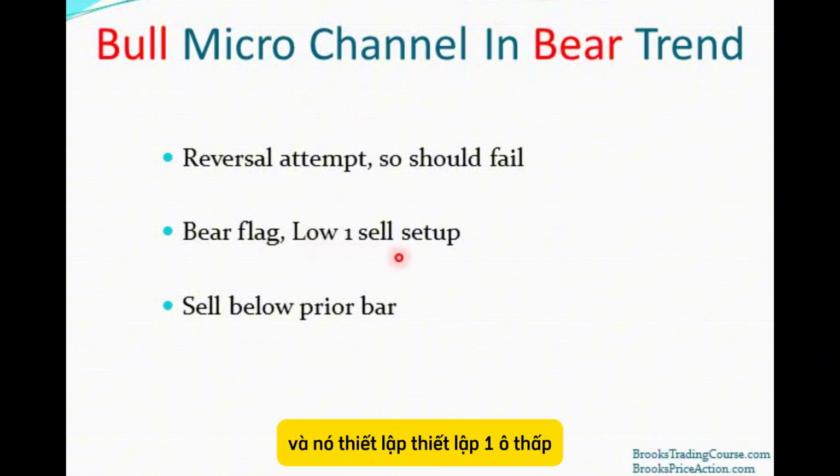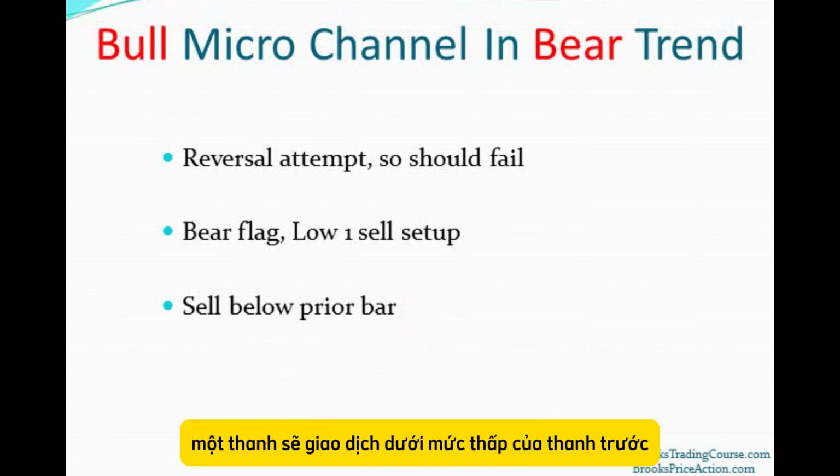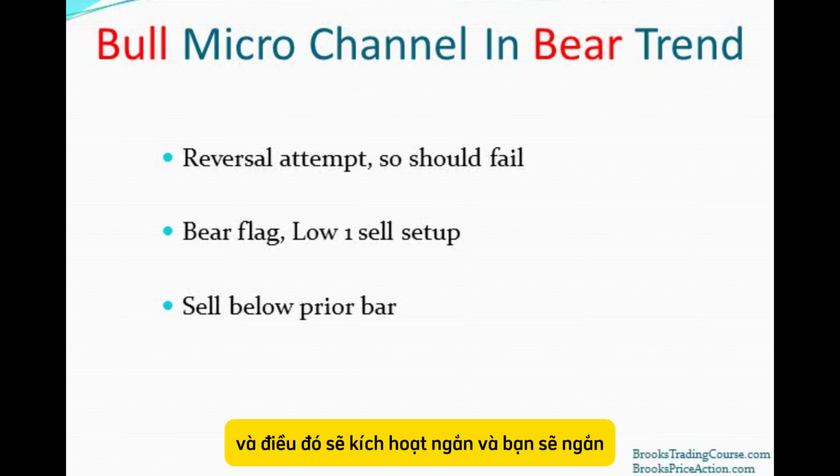And it sets up a low 1 sell setup. So you place a limit order to sell below the low of the prior bar. As the channel continues up, at some point a bar will trade below the low of the prior bar, and that will trigger the short, and you'll be short.